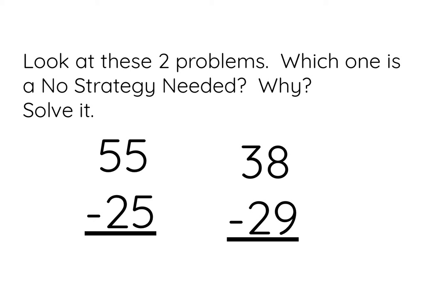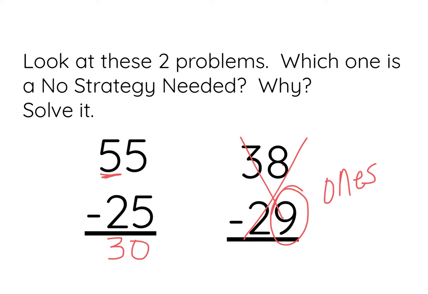55 minus 25, or 38 subtract 29. Which one of those has a problem? Absolutely. The 9 is larger than the 8, so the ones is giving me a problem. This one is super easy. I have the larger digit there and the same digit there, so the answer is just 30.